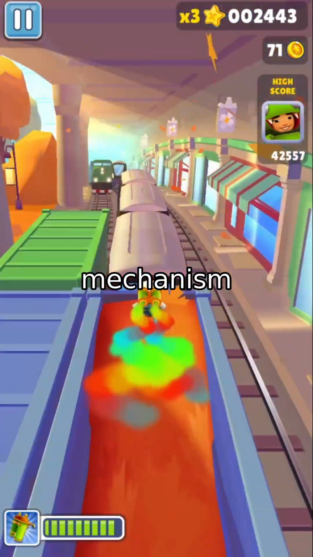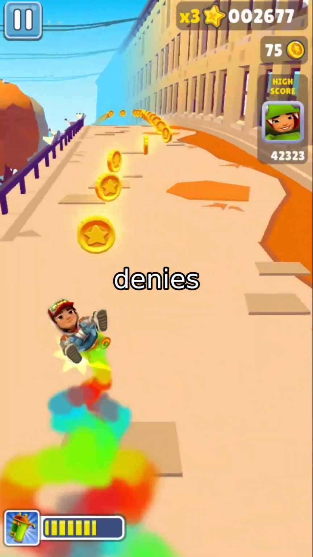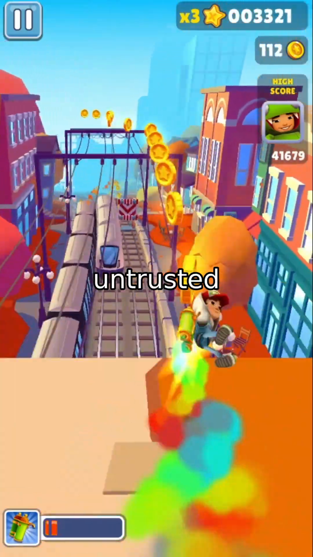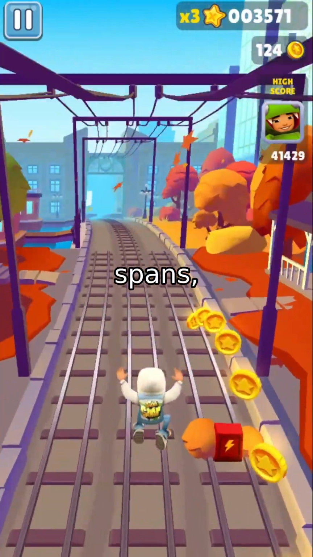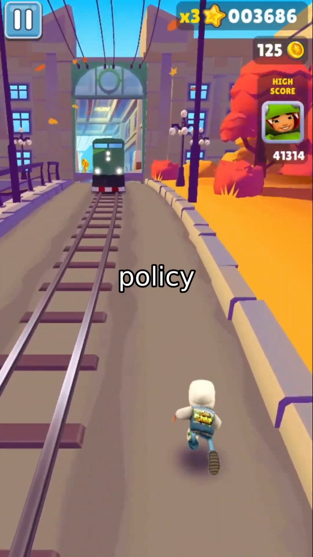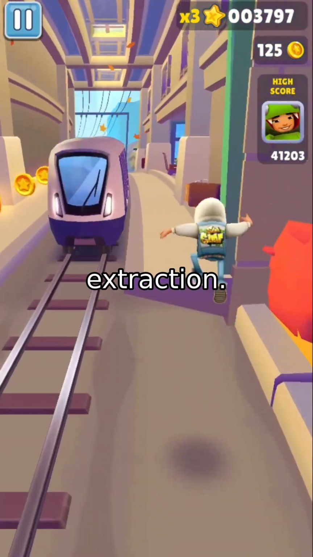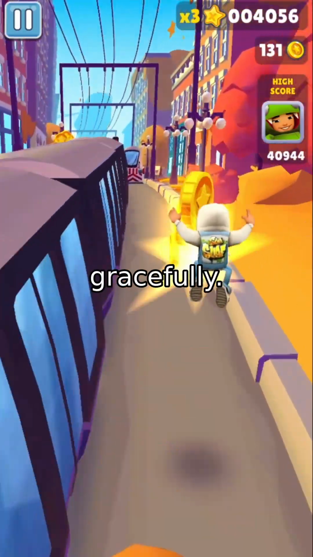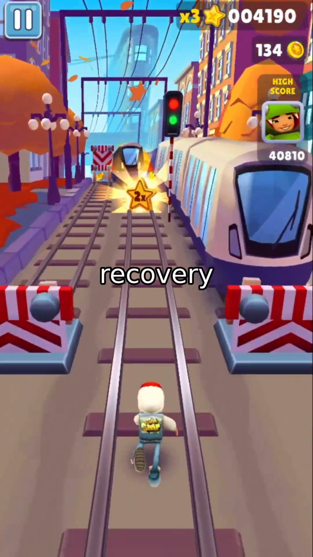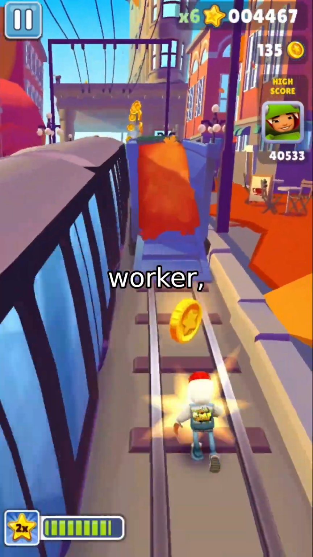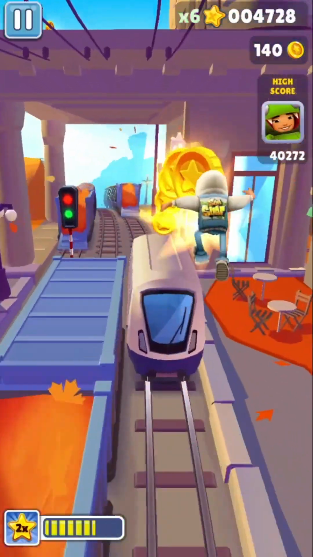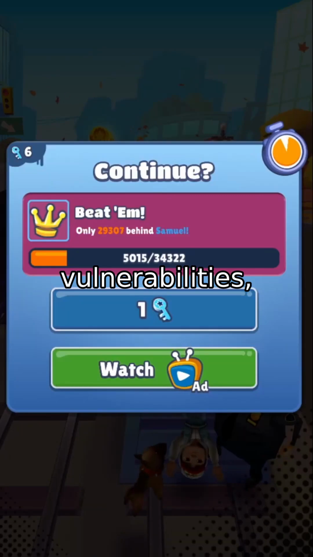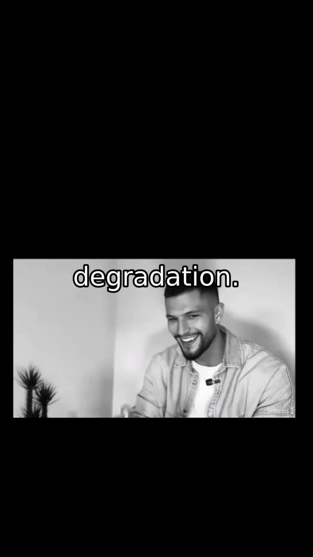Second, a bounded recovery mechanism handles cases where the validator denies a tool call. Instead of failing immediately, the system sanitizes the untrusted observation by removing instruction-like spans, imperatives, role directives, or policy overrides, and retries the extraction. This loop is bounded. If the sanitizer fails repeatedly, the subtask fails gracefully. But crucially, this recovery happens entirely within the isolated worker, never touching the main agent's memory. The result is a defense-in-depth architecture that simultaneously tackles both vulnerabilities: attack persistence and utility degradation.